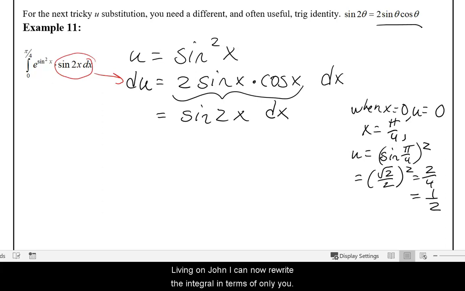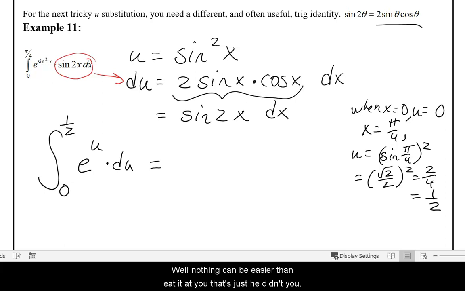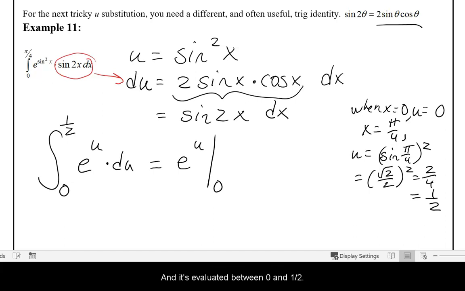Okay, moving on then, I can now rewrite the integral in terms of only u. This will take it from u equal to 0 to u equal 1/2. And I will write e to the u du. Well, nothing can be easier than e to the u. That's just e to the u. And it's evaluated between 0 and 1/2.